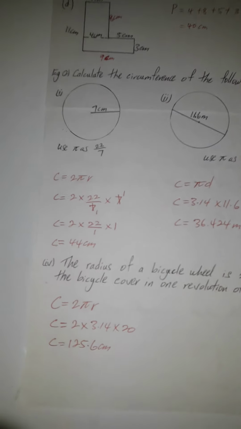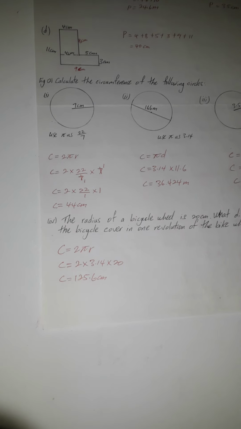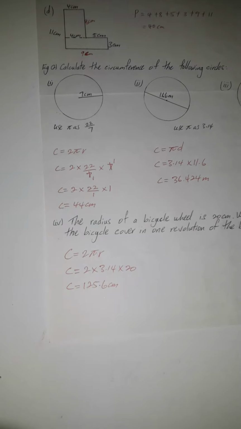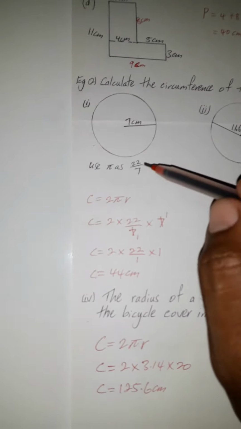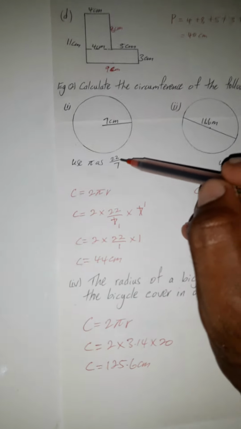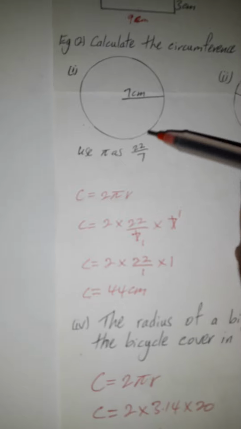Good. So here we have some examples to work out. Calculate the circumference of the following circles. Most of the questions, not all, will tell us what value to use for pi. Let's say, for example, here they tell us to use pi as 22/7. We need to use it as that.